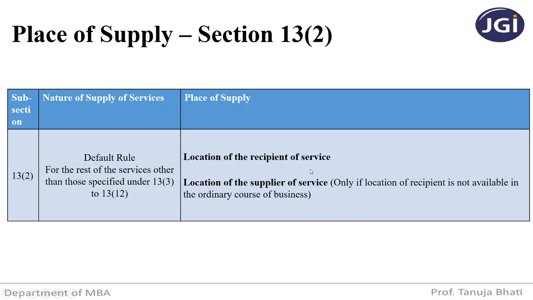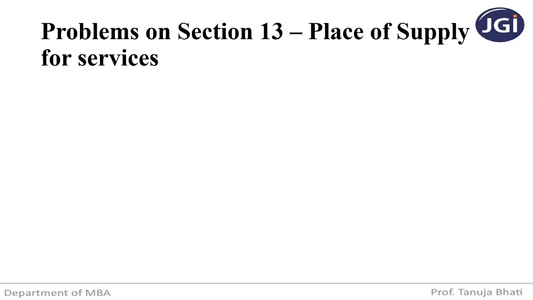By default, place of supply will be the location of the recipient of service. But in all other cases, it is going to be the location of the supplier of service only if the location of the recipient is not available in the ordinary course of business. If the location of the recipient of the service is not available, then it is going to be the location of the supplier of service. So this is a default rule, as we have seen also in section 12, subsection 2. Now let us see problems on section 13.